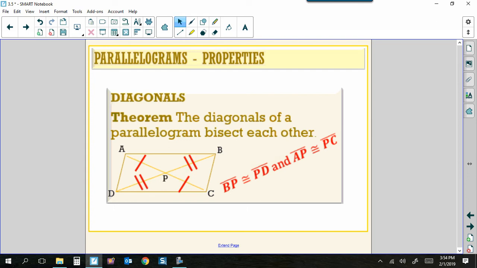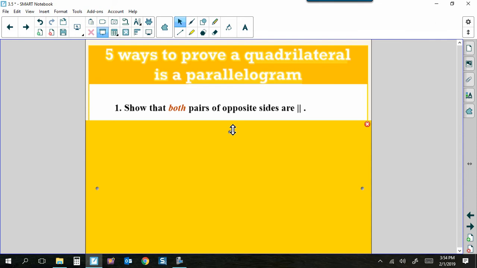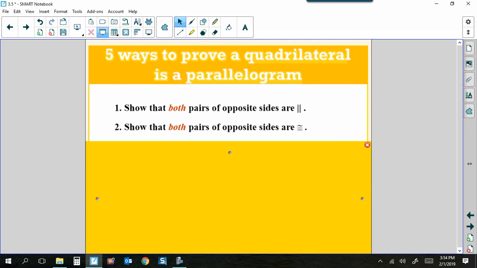Okay, so using these properties and the definition of a parallelogram, we now have 5 ways we can prove a quadrilateral is more specifically a parallelogram. So we have a blank spot for you to write in each one. If we were ever to ask you to prove a quadrilateral is a parallelogram, one way you could do this is to show that you have 2 pairs of parallel sides. If you have that, then you have a parallelogram. The second way you could do this is if you can prove that both pairs of opposite sides are congruent. Once you've done that, you can say that you have a parallelogram.